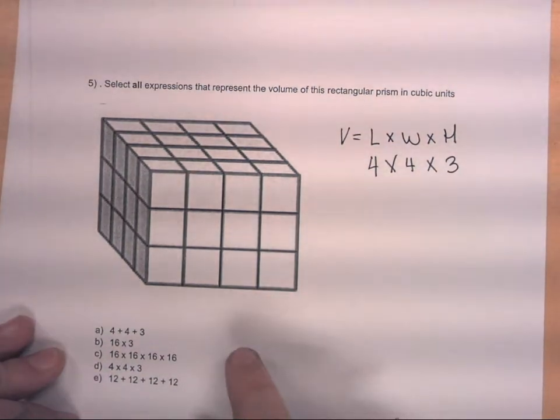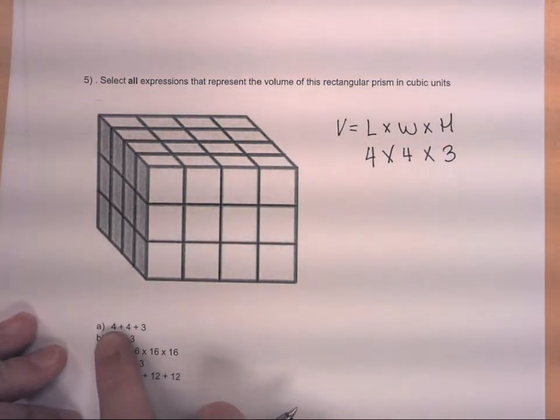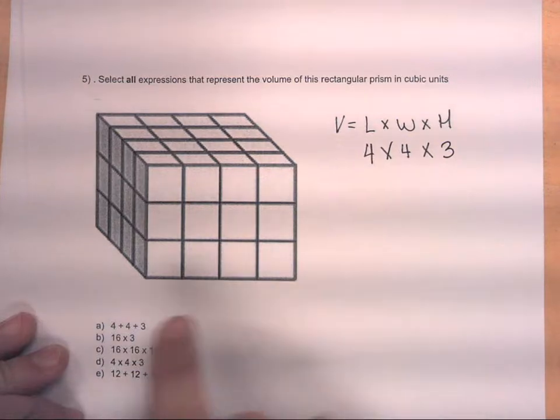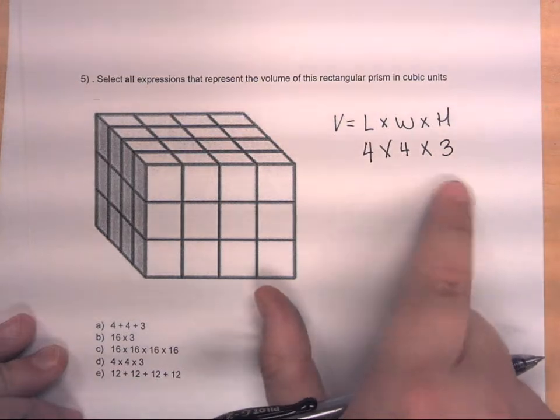Let's see if I have any expressions that match that. Now, looking at expression A, there's a 4 and a 4 and a 3 in the same order I have here, but there's addition signs in between these numbers where there should be multiplication signs.